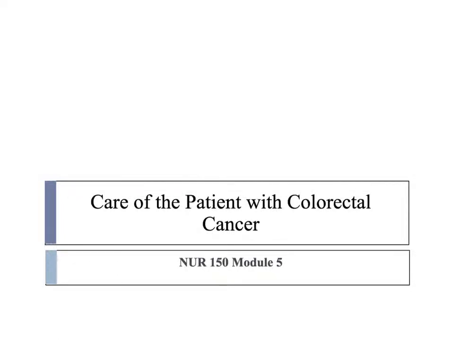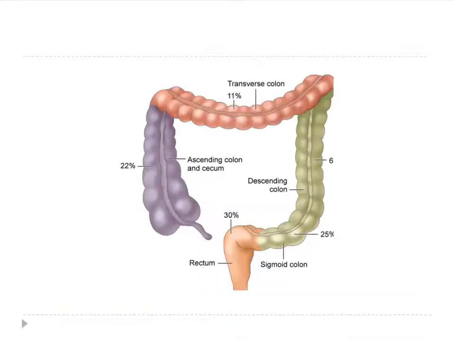This presentation for Module 5 for Nursing 150 will discuss care of the patient with colorectal cancer. Colorectal cancer, or cancer of the colon or rectum, is a common malignancy, unfortunately. Most colorectal cancers are adenocarcinomas, and typically they arise from the glandular epithelial tissue of the colon and develop as a multi-step process.